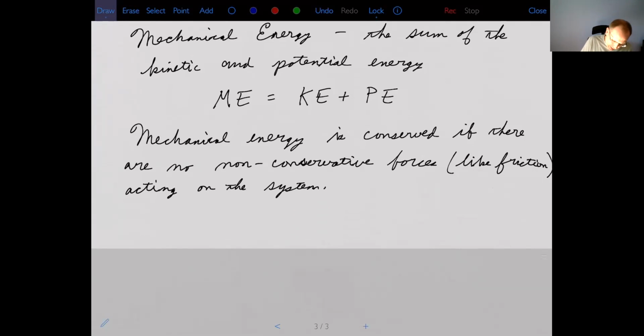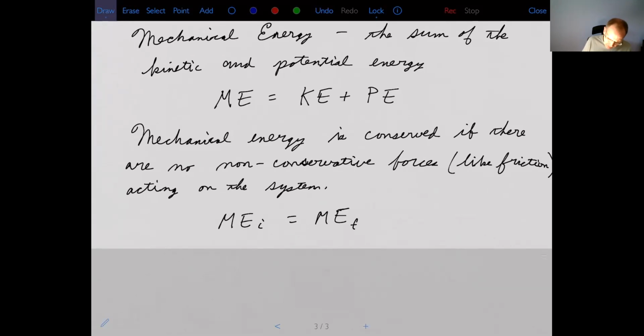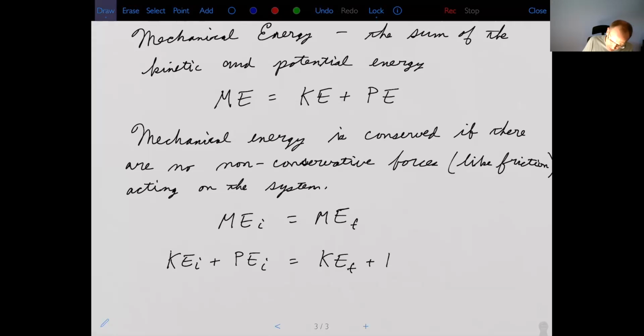So then we would say basically ME initial equals ME final. Or if I split it up, I could write this as KE initial plus PE initial equals KE final plus PE final, right? So mechanical energy is conserved. Just like in the last lab where we had the Pasco car going up the ramp, right? Since we said friction was negligible, mechanical energy was conserved in that situation.